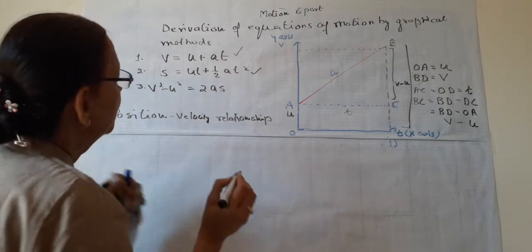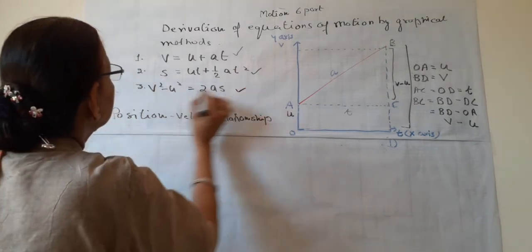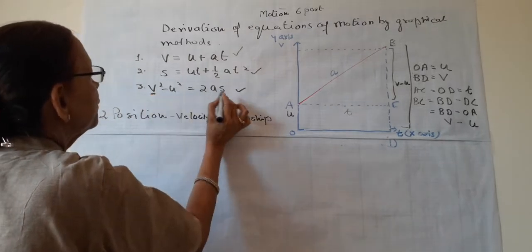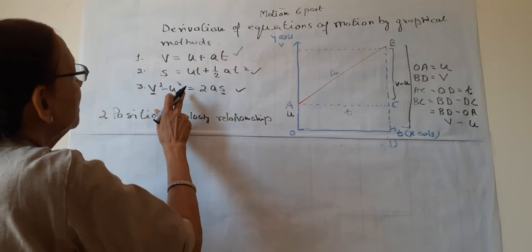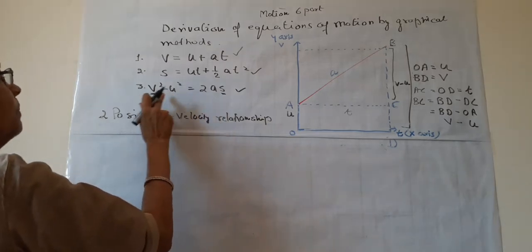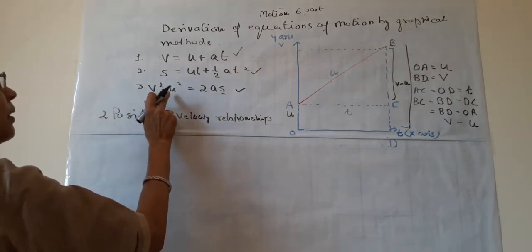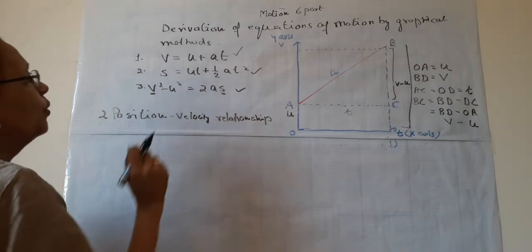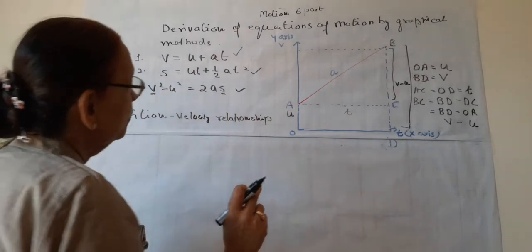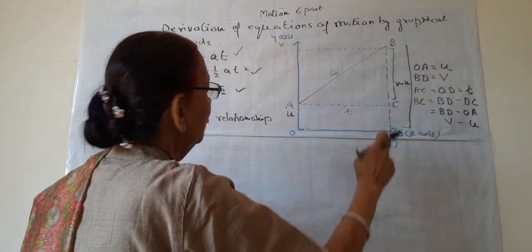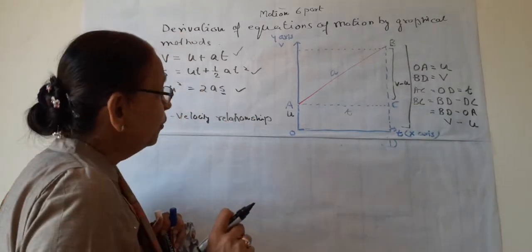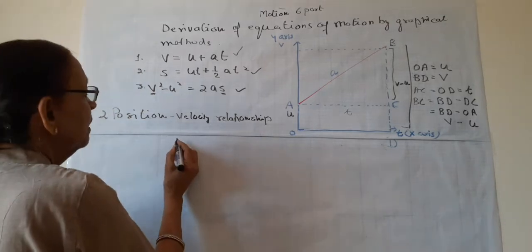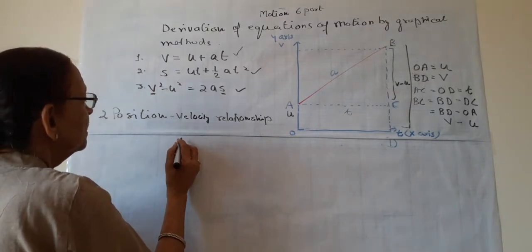Velocity, position relationship. This is velocity, this is position. So the position velocity relationship is given by the third equation, v square minus u square is equal to 2as. So we will derive it from the same graph. So what will we do? First we will find the distance.